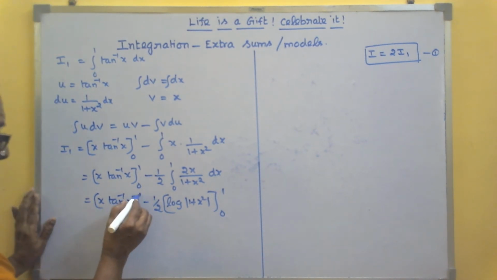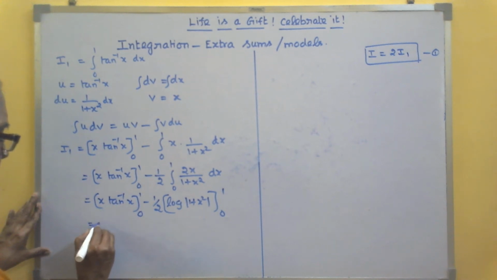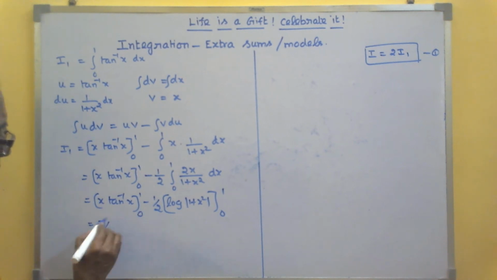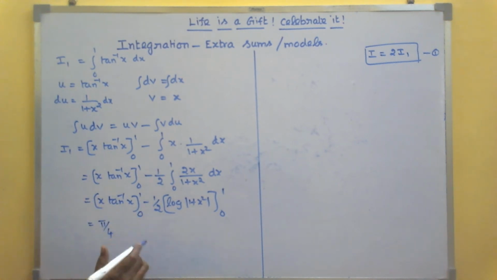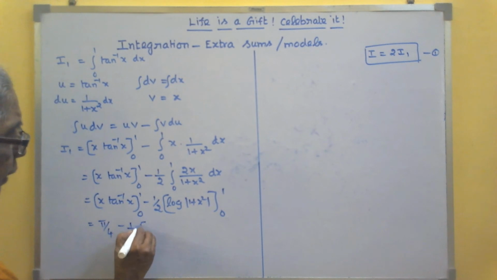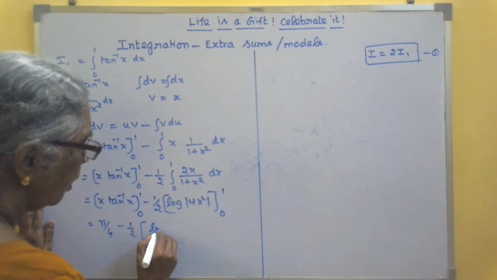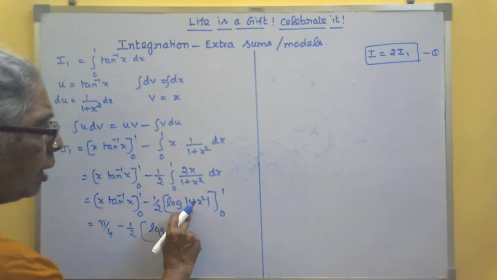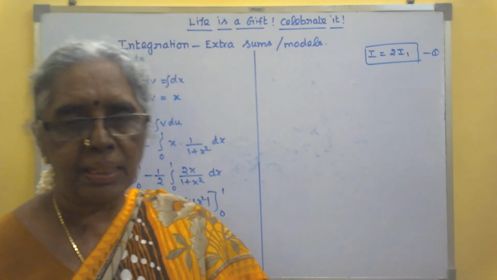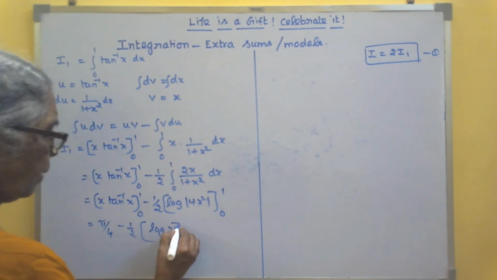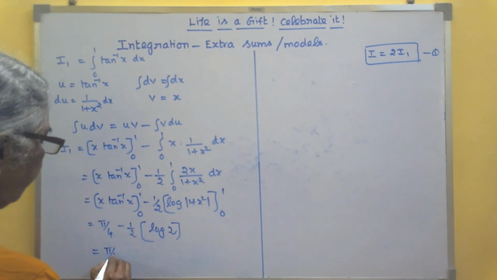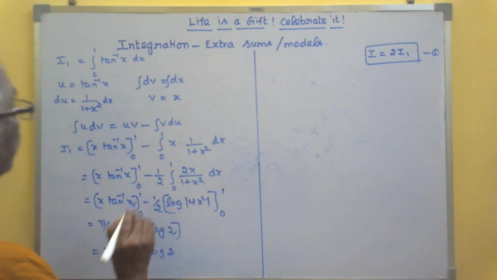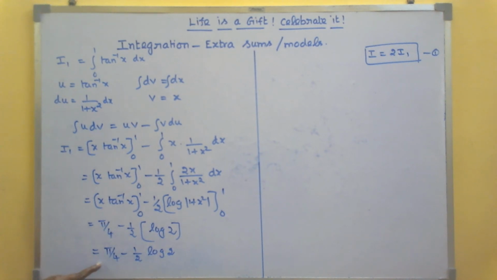So for this one, when I put 1, this will become 1 and tan inverse 1 is nothing but pi by 4. When I put 0, this is 0. So 0 to anything is 0. So pi by 4 for the first part. Then I will write minus half, put a bracket, log 1 plus x squared, so 1 plus 1, that will be 2, minus log 1 plus 0 is 1. You know log 1 is 0, that you should remember. So you get only this. So the answer will be pi by 4 minus half log 2. This is the answer for I1.